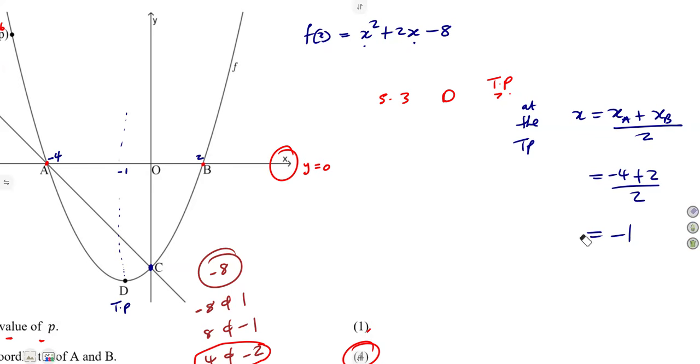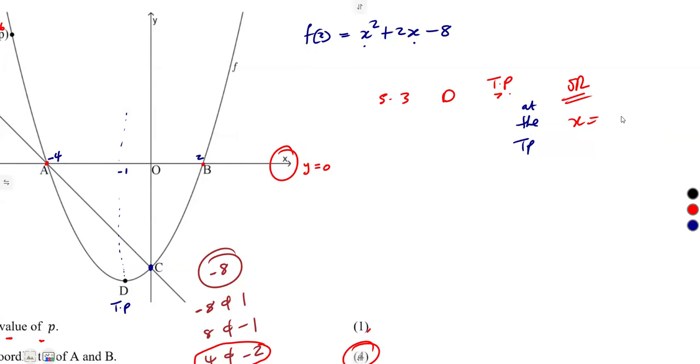There are so many ways that you can actually consider at the turning point. Remember, at the turning point, it also follows that the value of x is equal to minus b over 2a, where our b is 2. So it's minus 2 over 2 times a, the coefficient of x squared, so that's 2 times 1. That is the consideration that we also have when we are to consider the turning point.